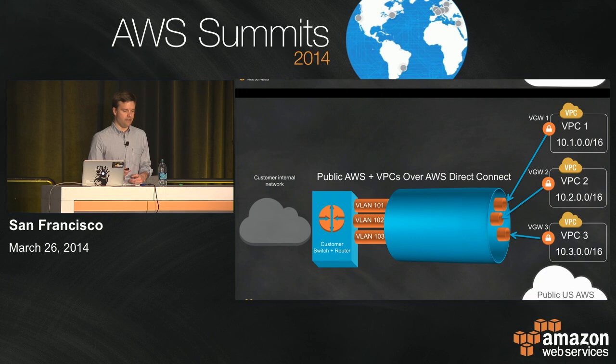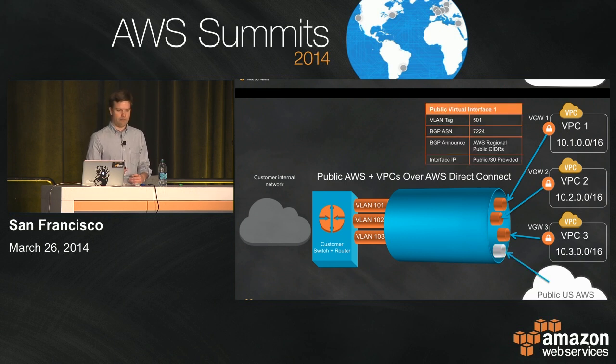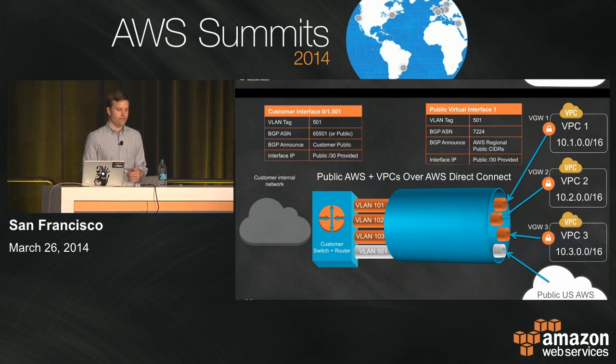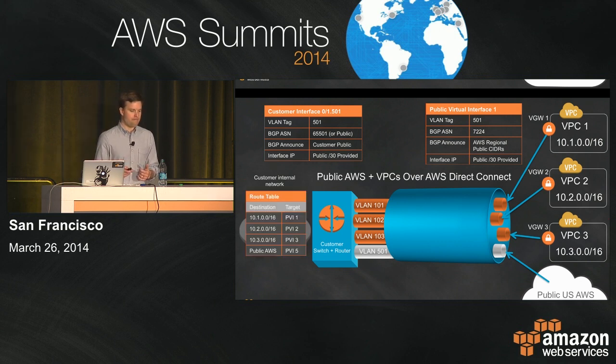So this is how that's done. Instead of a private interface on your Direct Connect, you're now creating a public interface. And what happens is the BGP announcement over that public interface is all the CIDR blocks for all of our regions in the US. Before this feature was released, you were only getting the CIDR blocks for the region you were connected to. Now you get all regions. On your end, you obviously decide what you want to do with all of those regions, and your routing table will start to look something like this.